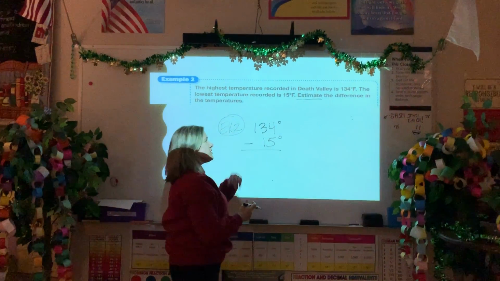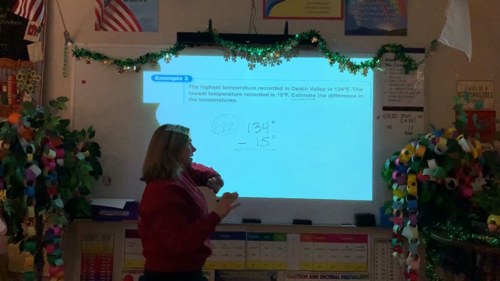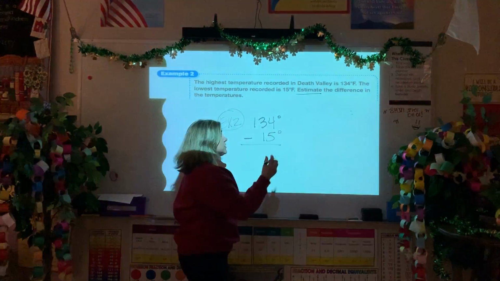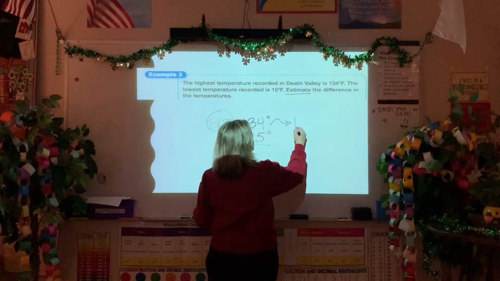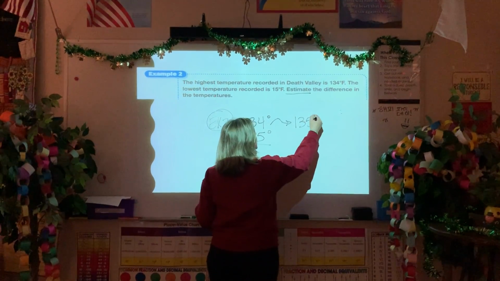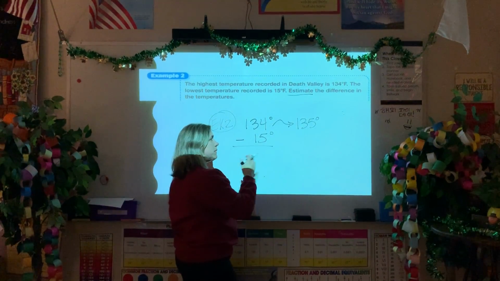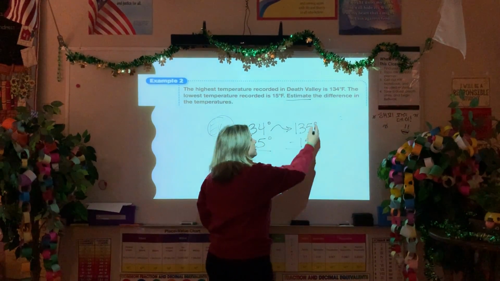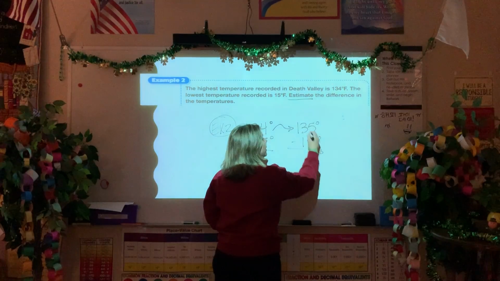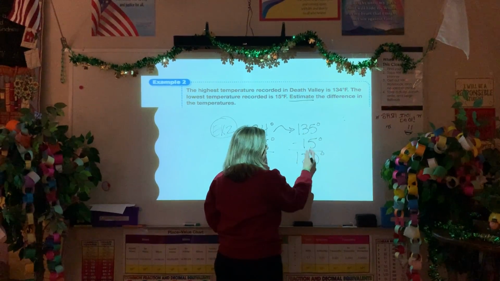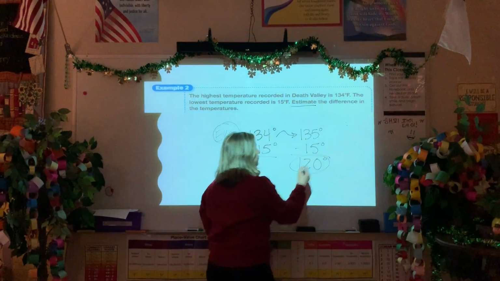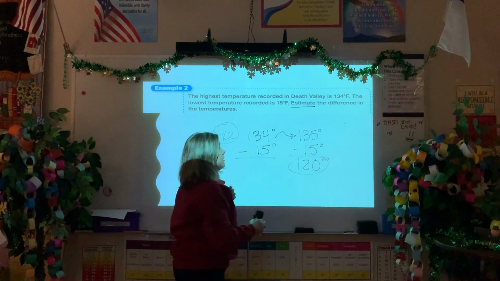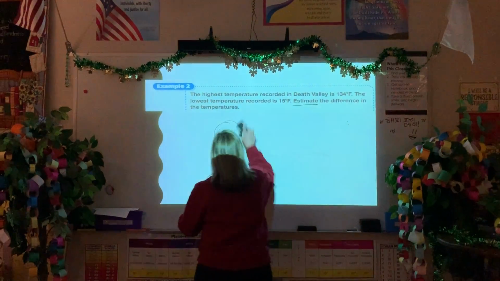So these would be easier to do if we just round them to the nearest 5. So it would be a good thing to say this is really close to 135, because that would be a compatible number, as it would be very easy to take 15 degrees away from that. So 5 minus 5 is 0, 3 minus 1 is 2, and then bring down that 1. So the correct answer for this is 120 degrees. And so that is just estimating that answer. So that is example 2.